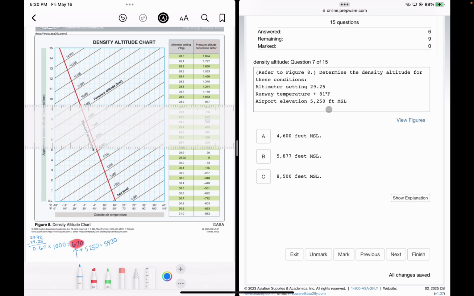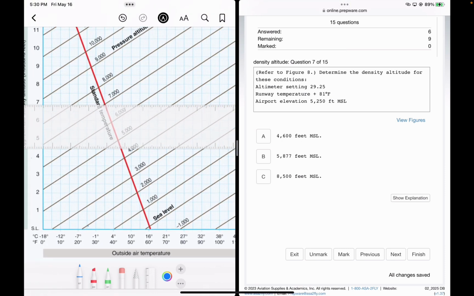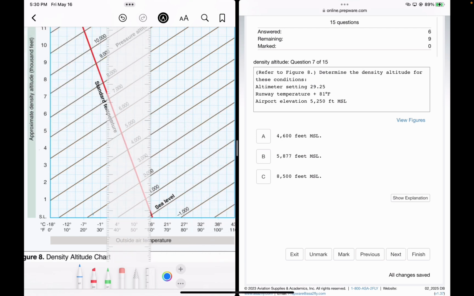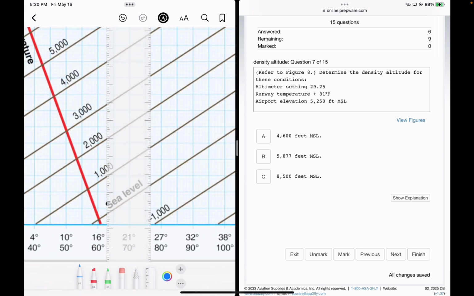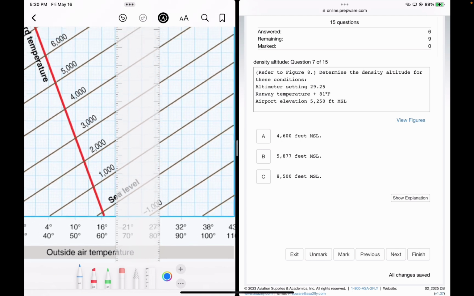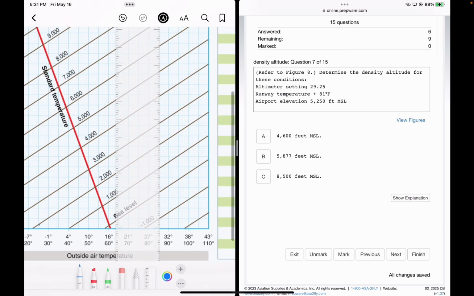So same way as we did the previous questions, we take the runway temperature. Remember, it's Fahrenheit, so we go down and we see Fahrenheit. I'm gonna zoom in a lot. I found 81. I'm gonna put my ruler at 81 here, 81 to the best that I can.